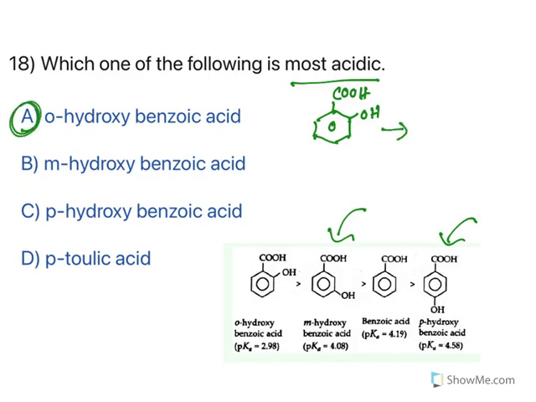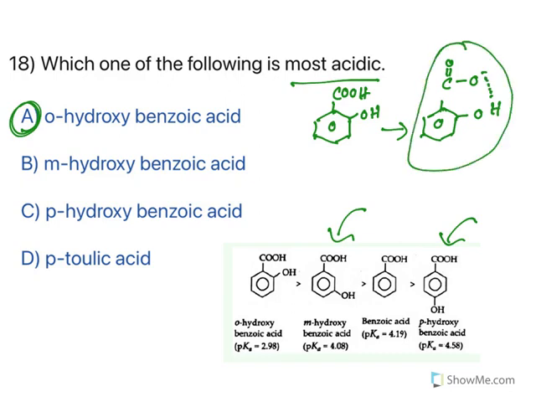The reason is when it donates a proton, what happens is this COO minus will be there, and to which this hydrogen forms a hydrogen bond. When the hydrogen bond formation is there, this ion is stabilized. When this ion is stabilized, it can easily lose a proton. Because even after losing the proton, the charge is stabilized, hence it readily loses this proton. Hence this one is a very strong acid.